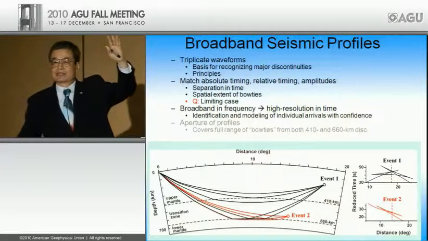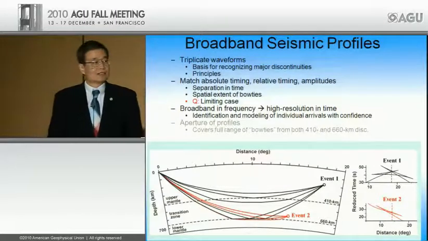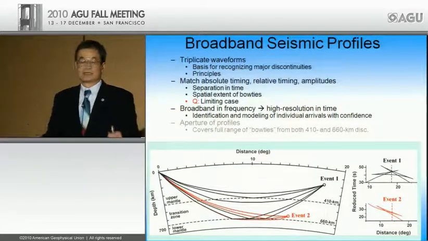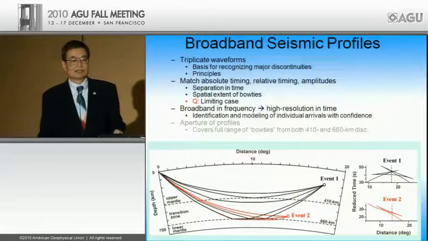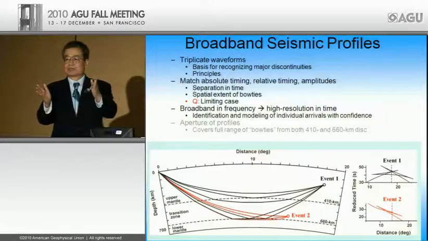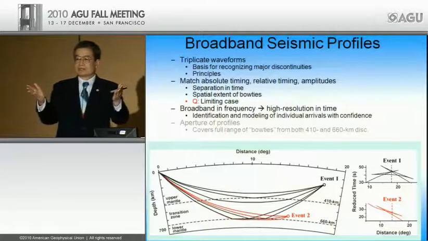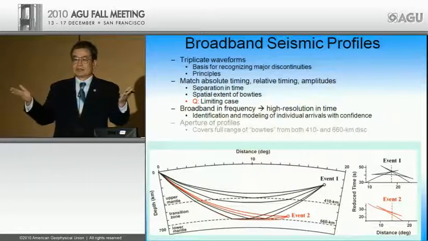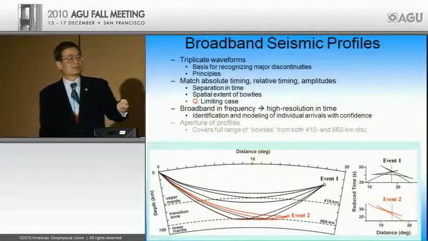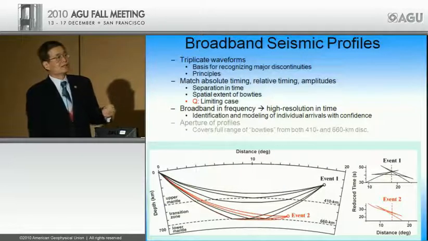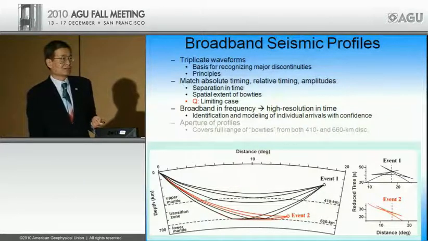So the bow tie is big if the discontinuity is big. Conversely, if the discontinuity is very small, the bow tie is going to get smaller and smaller. What happens if there is no discontinuity? There's no bow tie. So if you see a smooth travel time curve, then there is no discontinuity there. So basically now, with good seismic data and techniques, we can match seismograms wiggle by wiggle.